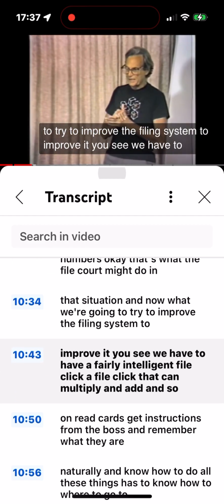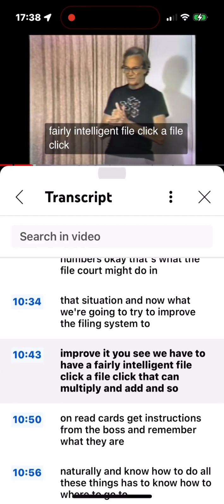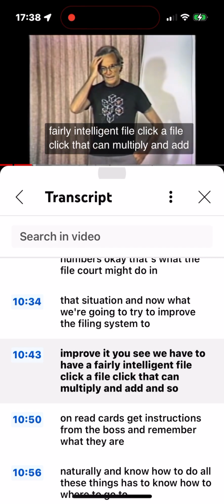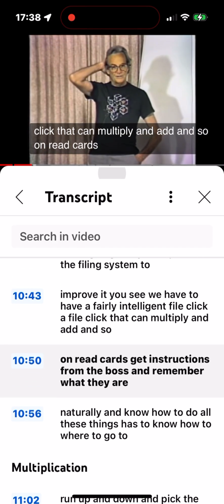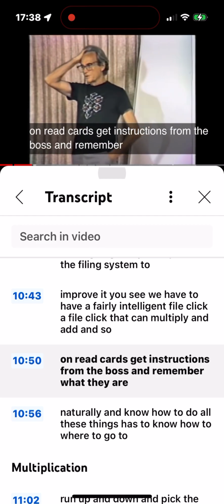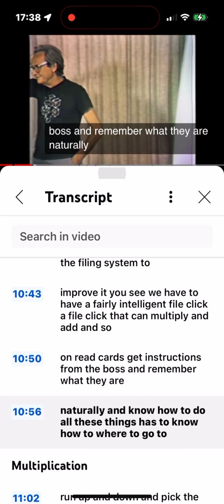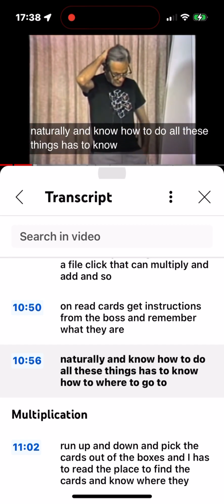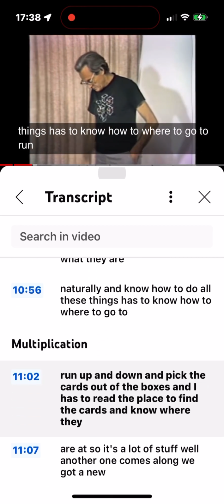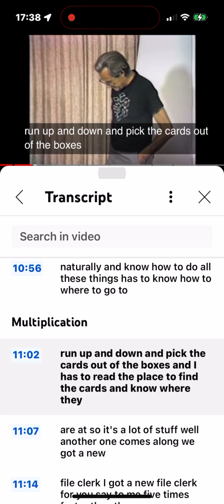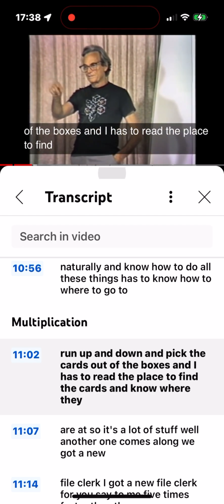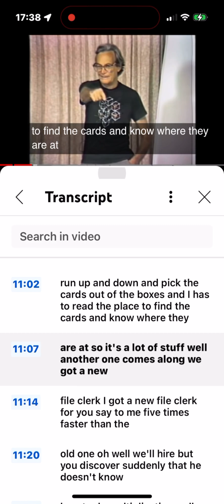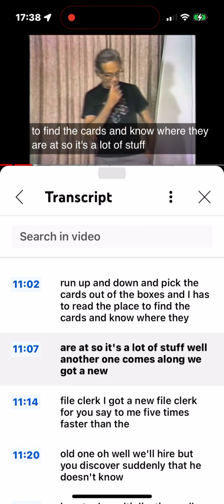You see, we have to have a fairly intelligent file clerk, a file clerk that can multiply and add and so on, read cards, get instructions from the boss and remember what they are, naturally, and know how to do all these things. Has to know where to go to run up and down and pick the cards out of the boxes, and has to read the place to find the cards and know where they are, and so on. It's a lot of stuff.